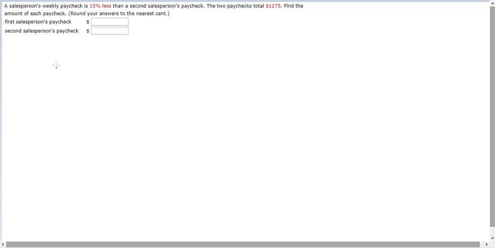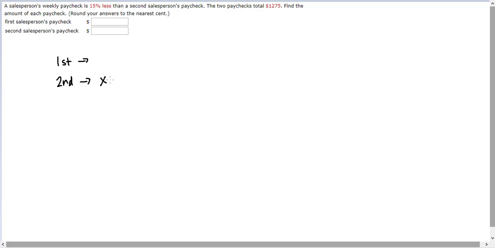Alright, so let's talk about these two paychecks. We've got the first person's paycheck, which is 15% less than the second person's. Let's start out with the easy thing. I think it's easy to recognize the second person's paycheck. We can just call it X. It's some amount. But the first paycheck is tricky. It's 15% less than X.